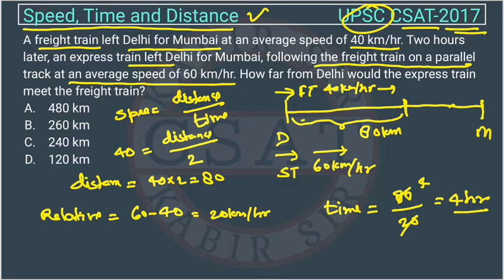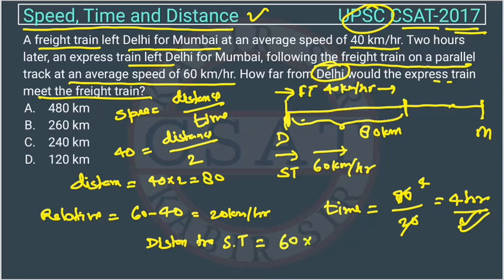they will meet, right? But the question is asking how far from Delhi. So this is Delhi. How far from Delhi would the express train meet the freight train? After 4 hours they will meet, we know, but they are asking the distance from Delhi. So the distance traveled by the express train in 4 hours will be equal to the speed of the express train into time. So this will be 60 into 4 is equal to 240 kilometers. So the answer would be option C.